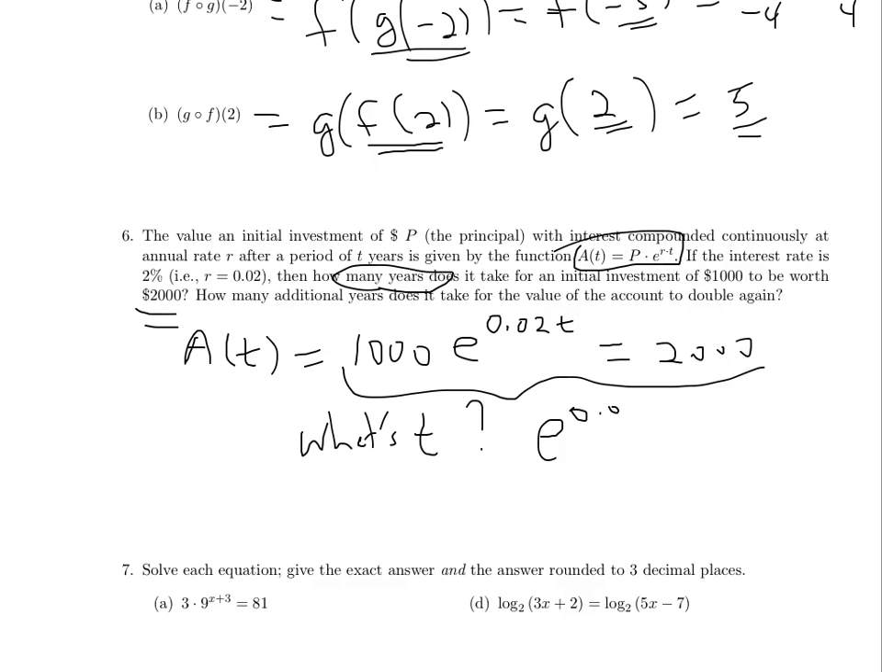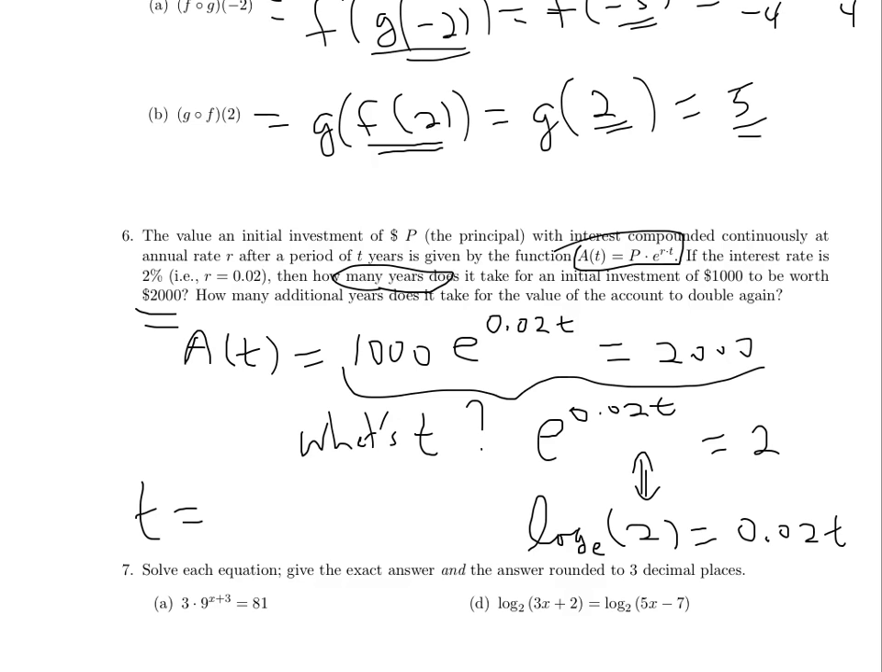we want to isolate the exponential part. And I would do that here by just dividing both sides of this equation by 1,000. That's an exponential equation. And so I'm going to change it into a logarithmic equation. So log base e of 2 is 0.02t. Don't forget that log base e is really your natural log. And so t is going to be the natural log of 2 over 0.02, whatever that is. So you can use a calculator for that because the LN button is right on your calculator.